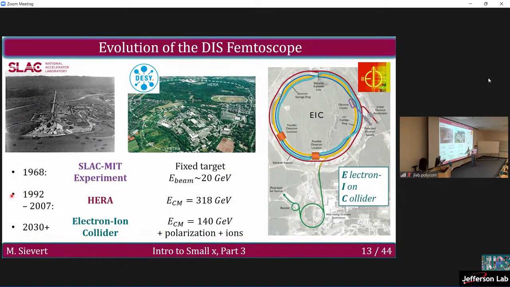And of course, we're looking towards the future for the Electron-Ion Collider, which doesn't have quite as high of energy as HERA, but has a lot more flexibility in terms of polarization control, ion species, as well as much higher luminosity.